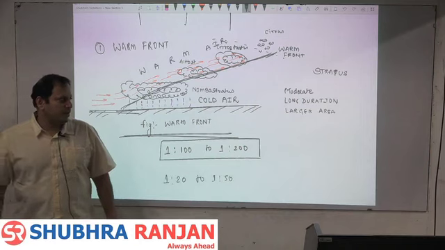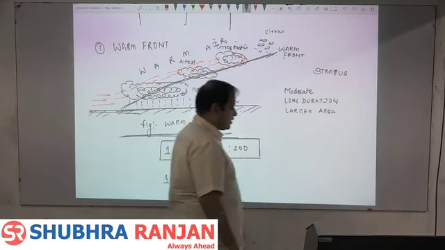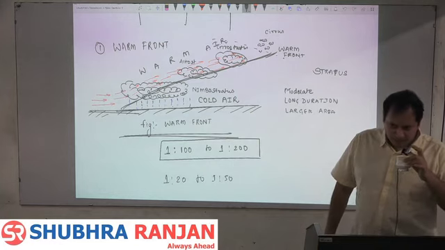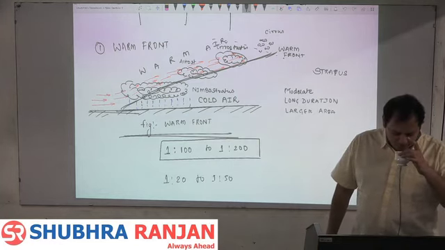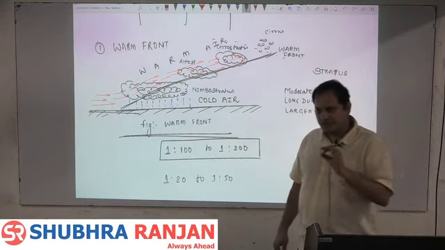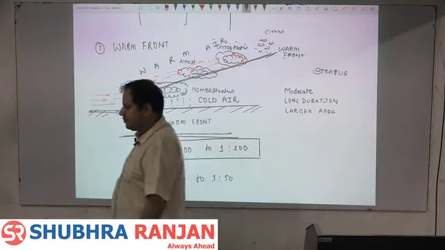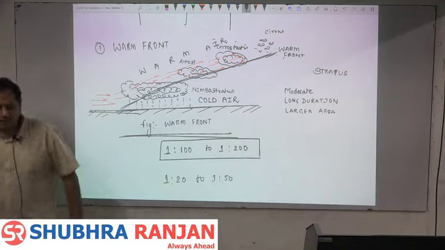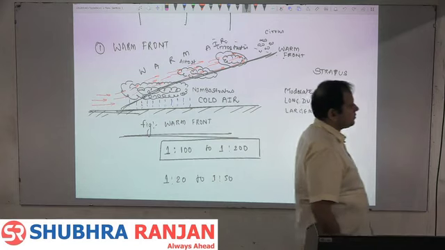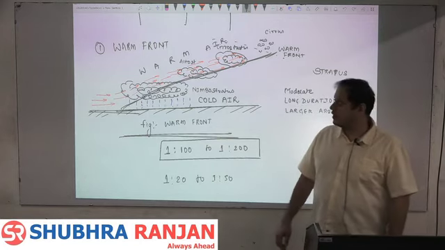Next point, even in the tropical regions, above the height of 1000 meters, cirrus clouds are formed.